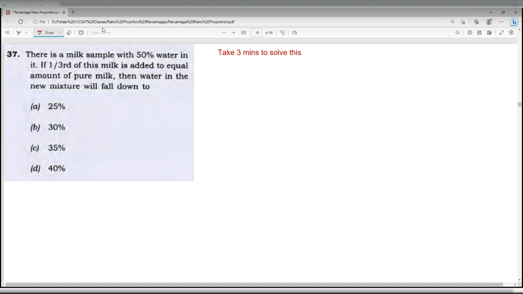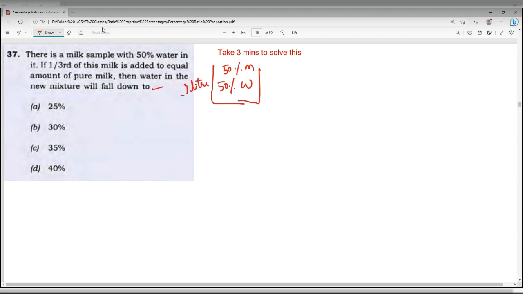There is a milk sample with 50% water in it. So there is 50% milk and 50% water in a container. And 1/3 of this milk is added to an equal amount of pure milk. Then water in the new mixture will fall down to. So what they're doing is, for example, let this be 1 liter.